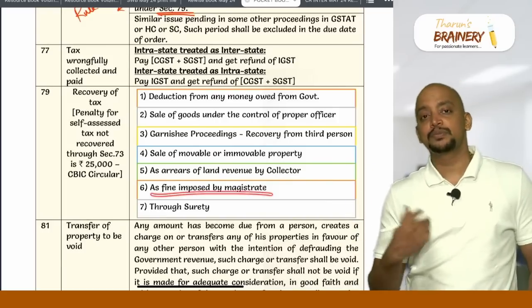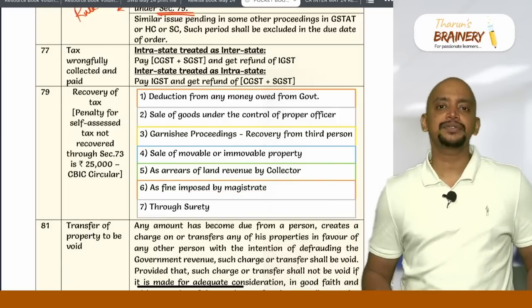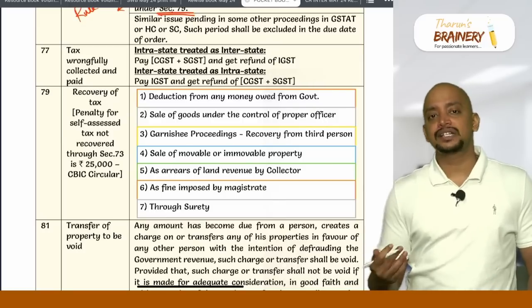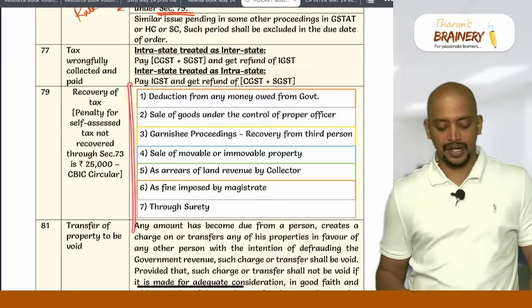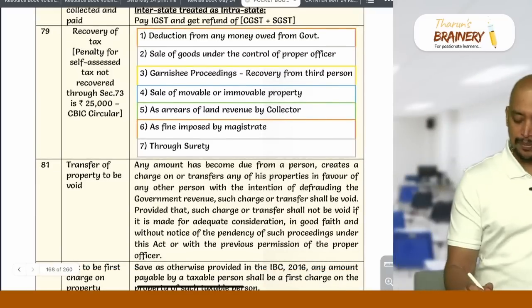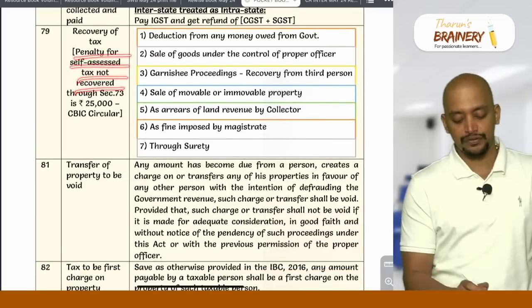Or as a fine imposed by the magistrate. If the magistrate's fine is not paid, arrest will be made, or through surety. So these are the various modes of recovery. And there is one point you should know, that penalty for self-assessed tax not recovered falls under 73.